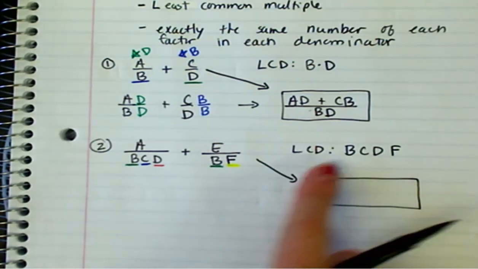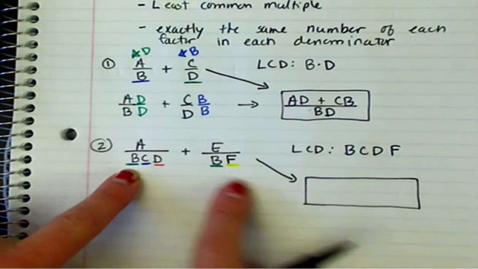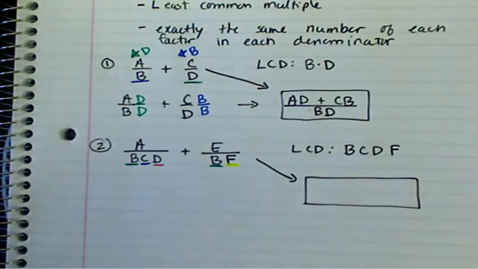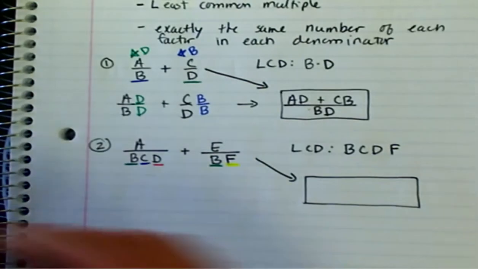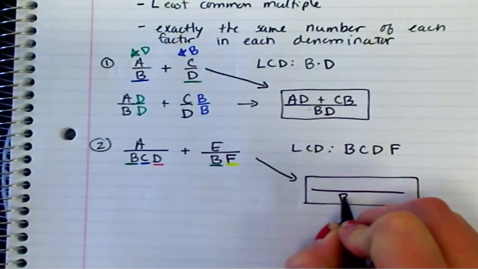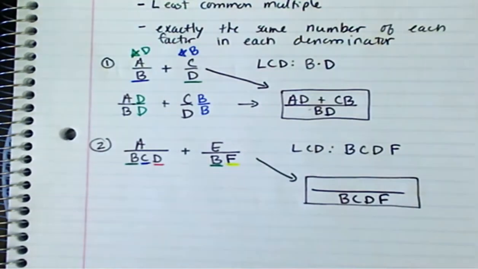Don't overdo it. I don't need B squared. B only shows up once. Only have it show up once. So what would the combined fraction be? Well, B, C, D, F. There's my common denominator.